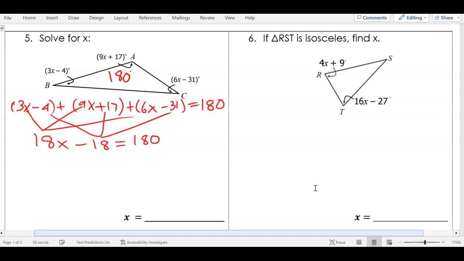Equals 180. Let's get rid of that loner next to the x. This minus 18's got to go, so we do the opposite. We add 18. Bring down 18x equals 180 plus 18 is 198. And last step, to get rid of this 18 coefficient, we divide by 18. 198 divided by 18 is 11.